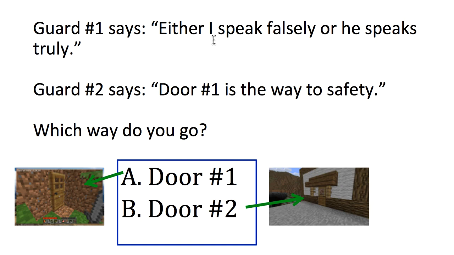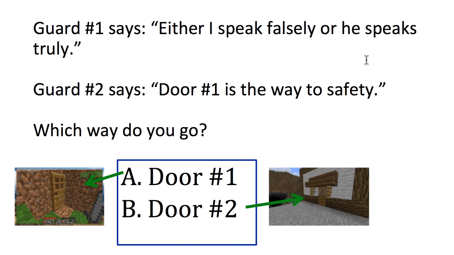Could this be true? Well, the first disjunct is that I speak falsely, but guard number 1 is a knight, so he could never speak falsely. He could never say I speak falsely truly. So he could never actually say that as a knight and have it be true. So this disjunct is false. So what about disjunct number 2 then? This would have to be true if guard number 1 is a knight. So if guard number 1 is a knight, then guard number 2 is a knight too, because that disjunction must be true. So door number 1 must be the way out. Okay, so that's just case number 1. We would go through door number 1.